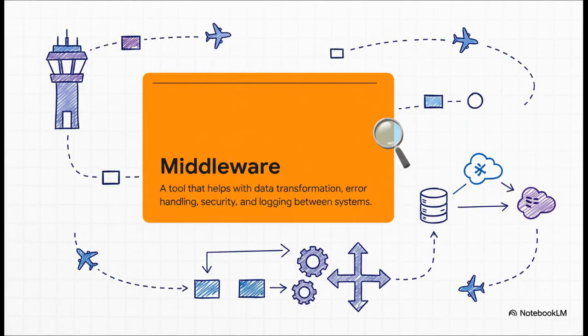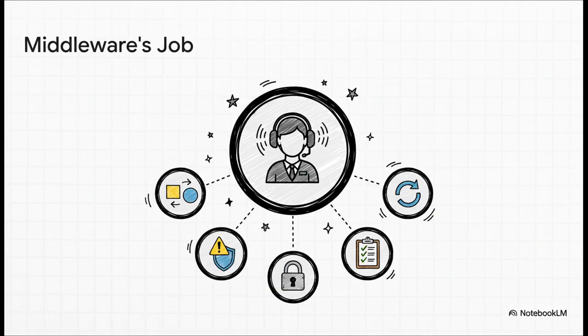The best way to think about middleware is as the air traffic controller for your data. It's this specialized platform that sits between all your apps, carefully directing the flow of information to make sure everything gets exactly where it needs to go, safely and on time. And that traffic controller has a ton of important jobs. It handles data translation, making sure SAP's language gets converted into Salesforce's language. It deals with errors if a connection drops. It manages security, keeps detailed logs of everything, and even has built-in retry logic so that no piece of data ever gets lost. It's really the unsung hero of the whole process.